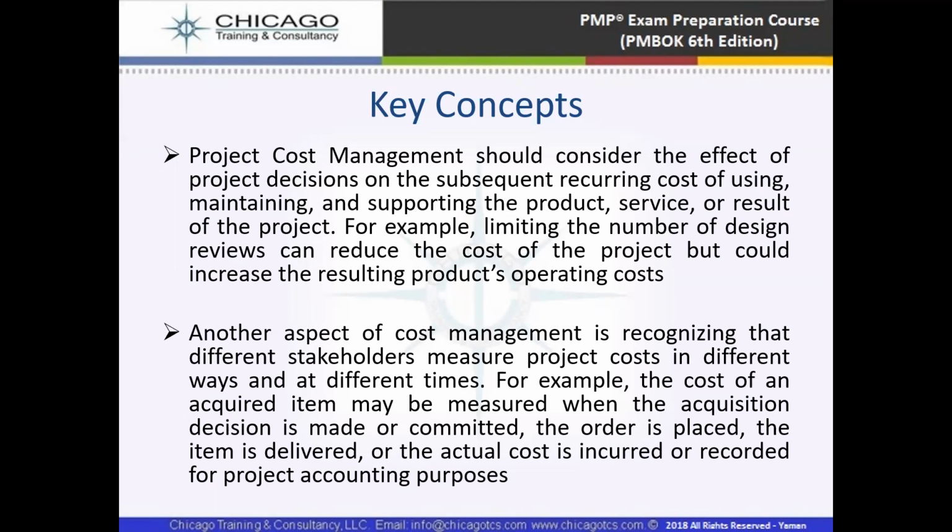So that's why the costs occur due to different items, like the acquisition decision made or committed, the order that is placed, the item that is delivered, the actual cost that is incurred or recorded. So it is also necessary for accounting purposes. That's why cost management is necessary to measure each and every aspect of the stakeholder's participation in the project, how much of the item is ordered, how much of the project material is delivered. So for that reason, we need cost management.